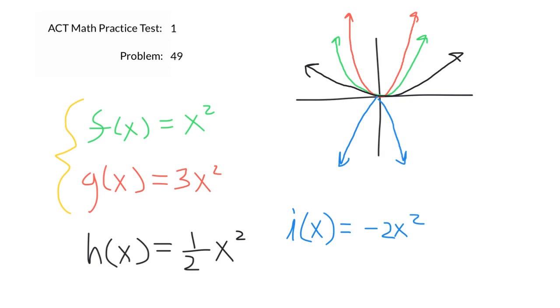Answer choice C has an n that's being added to x squared. Well, that's a vertical shift upward. That's not a vertical stretch. Okay, that's a vertical shift upward. So that's not a vertical stretch.